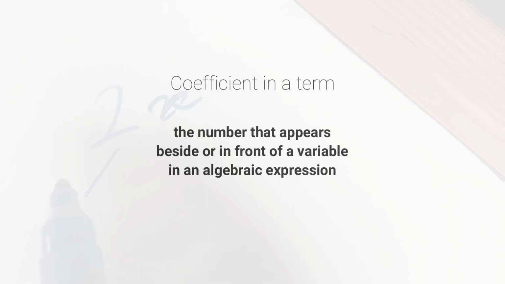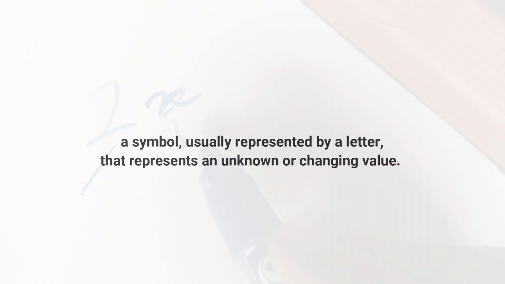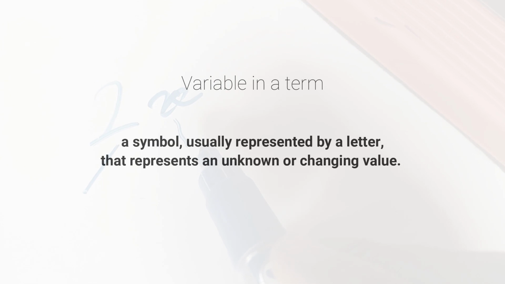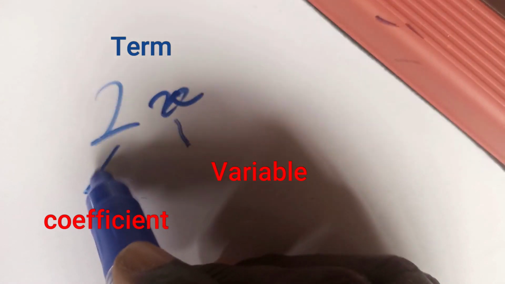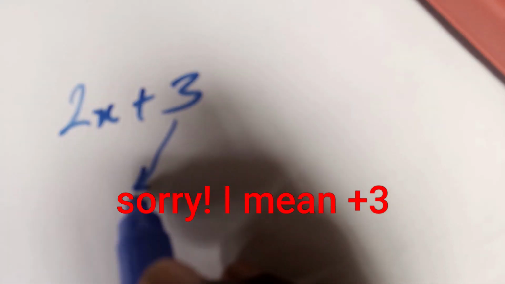So in this term we have a coefficient, which is the 2 here, and coefficients are numbers that appear beside or in front of a variable. So this term now, 2 is the coefficient and x is the variable, which is a symbol usually represented by a letter that represents an unknown or changing value. So here we have 2 as the coefficient and x as the variable. The last thing we have here is the constant, which is the plus 2 here.